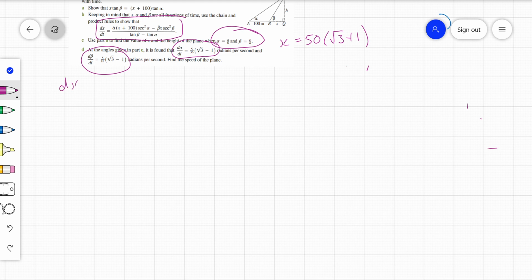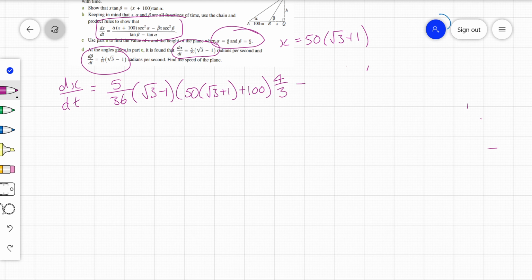So we're going to get dx to t is equal to, all right, so we've got alpha dot, which is our 5 on 36, root 3 minus 1. Then we're timesing by x is 50, root 3 plus 1, plus 100. Lots of sec squared alpha. Sec squared alpha, so cos of, what's alpha? Cos 30, we know is root 3 on 2, so tip that upside down, you've got 2 on root 3, square that, you've got 4 on 3.